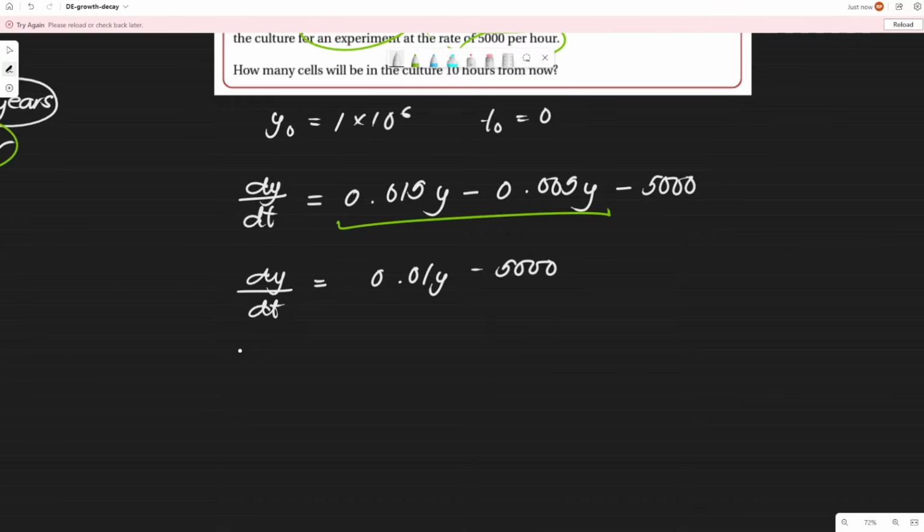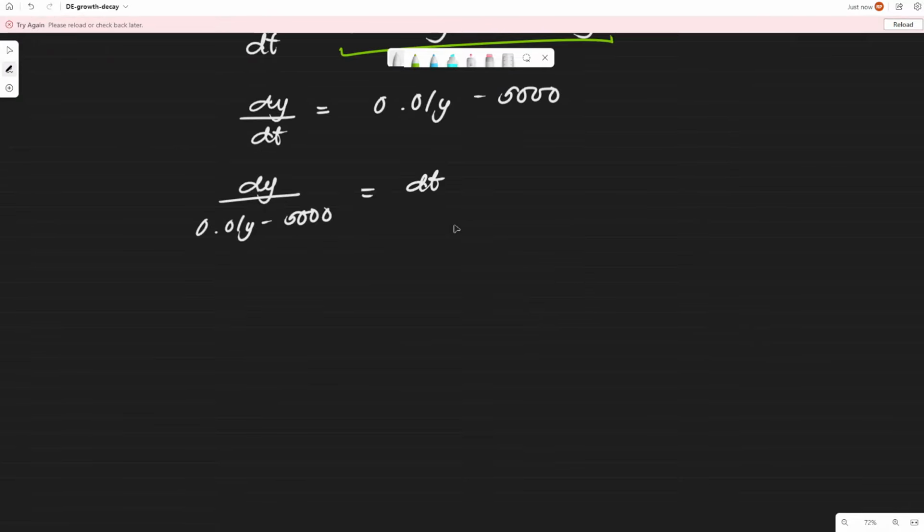No? So we have dy over 0.01y minus 5,000 is equal to dt. Okay, so integrate. Of course, dt is just simply t. Ito kailangan nating gamitan natin to ng u substitution. Okay, so we have u is equal to 0.01y minus 5,000. Okay, so we have du is equal to 0.01 dy. So, kailangan natin ng 0.01 dito.